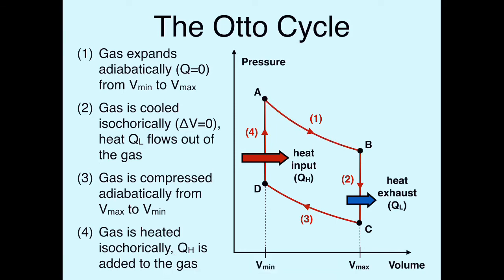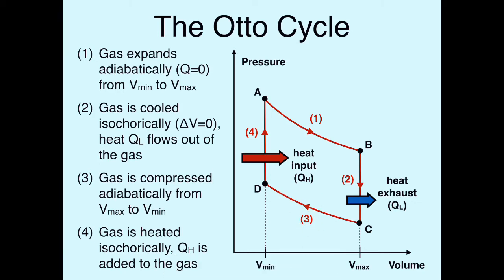The next thing that happens is we're at point B, and the gas is going to be cooled isochorically, so no volume change, as we move to point C. So since the gas is cooling off, it's giving off heat to the environment. Heat is flowing out of the gas. That's QL, that's the exhaust heat. The next thing that happens is that we have an adiabatic compression from Vmax back to Vmin. And again, adiabatic means there's no heat flowing in or out of the gas during this step of the process.